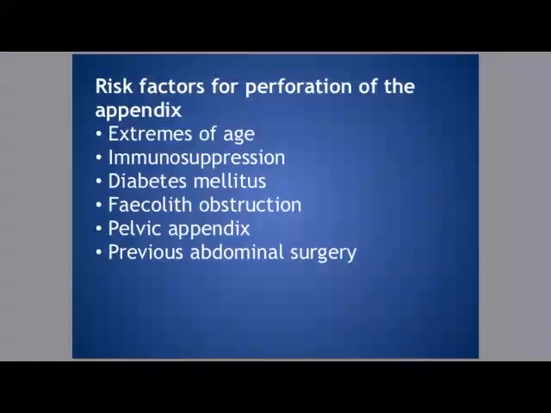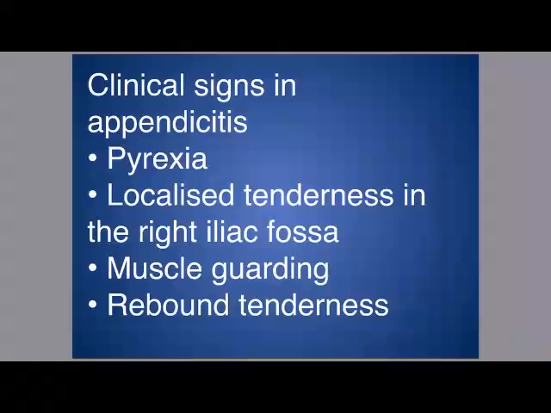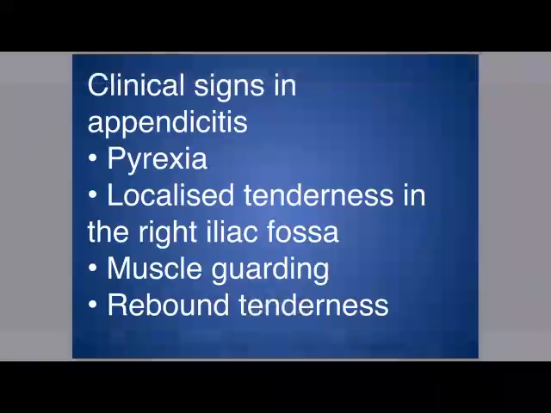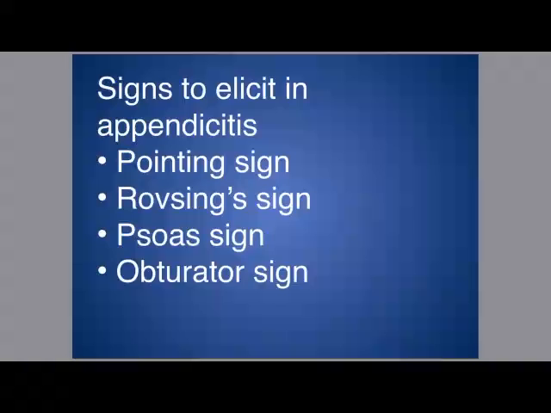Risk factors of perforation of the appendix in patients with acute appendicitis: extremes of age, immunosuppression, diabetes mellitus, fecal obstruction or any cause of obstruction, pelvic appendix, and previous abdominal surgery. Clinical signs in appendicitis, as we said, there might be pyrexia, especially in later cases of acute appendicitis, localized tenderness in the right iliac fossa, especially at the McBurney point, muscle guarding and rigidity together with rebound tenderness.